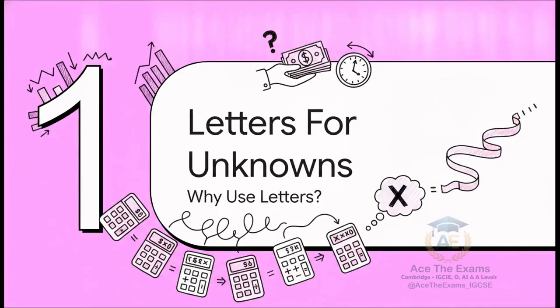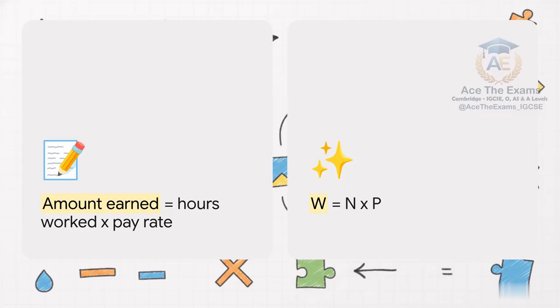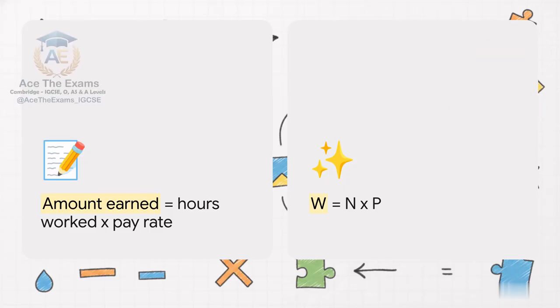All right, moving right into section 1, letters for unknowns. Why do we even use letters in the first place? Well, imagine you've got a job that pays by the hour. If your hours and your pay rate are constantly changing, writing out a brand new, specific calculation for every single scenario is incredibly tedious. We need a simpler way to handle information that fluctuates, right?